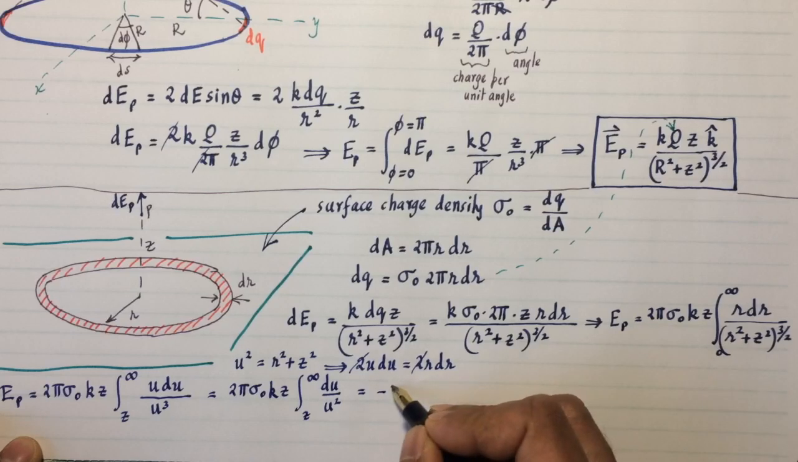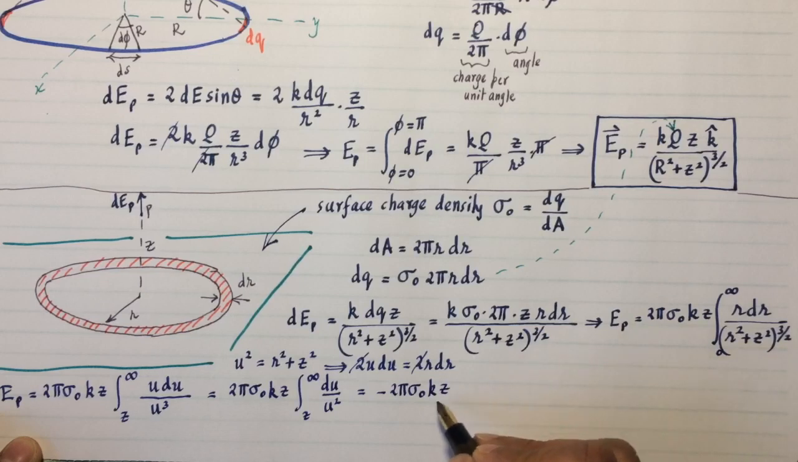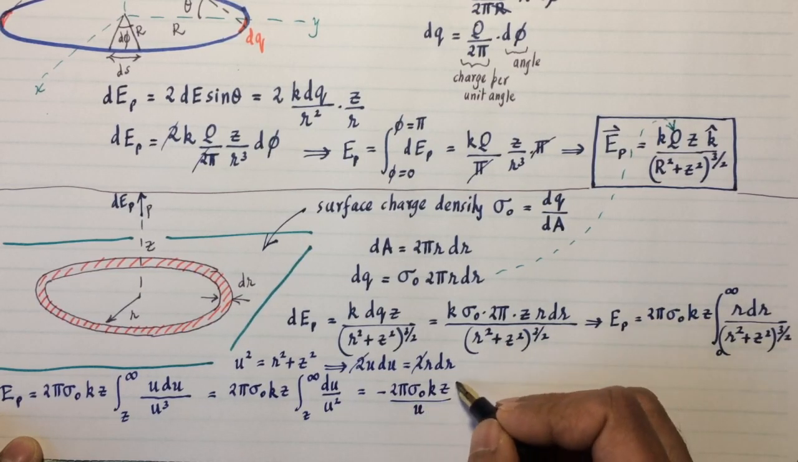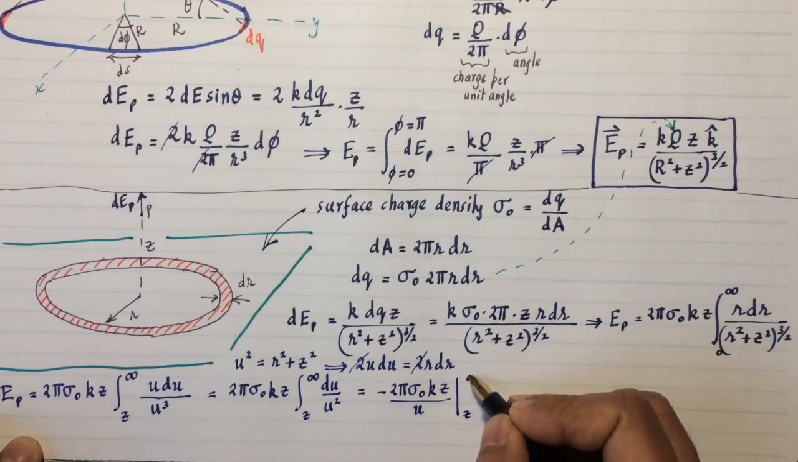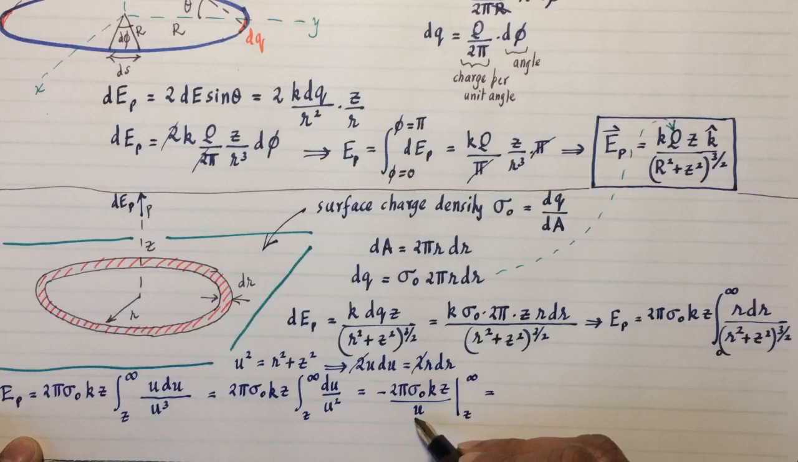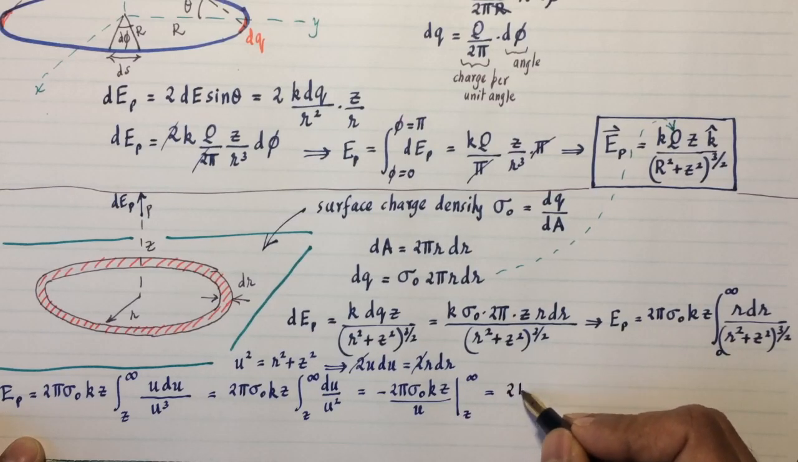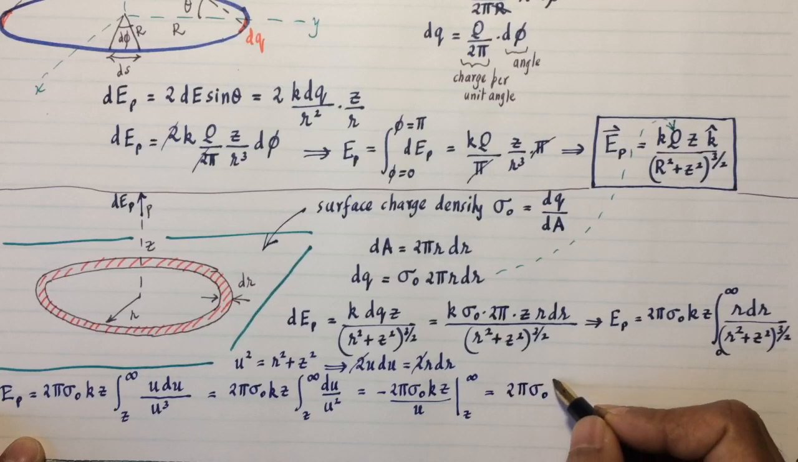So that's just negative 2 pi sigma naught k z over U, z to infinity. Now at infinity, if U goes to infinity, the denominator becomes very large, the whole thing goes to 0. So I only have to worry about the lower limit. But the lower limit comes with a negative sign. So the negative sign there and the negative sign here cancel out. And when I put z in the denominator for the lower limit, that z and the numerator z cancel out. So I just end up with 2 pi sigma naught times the Coulomb constant k.